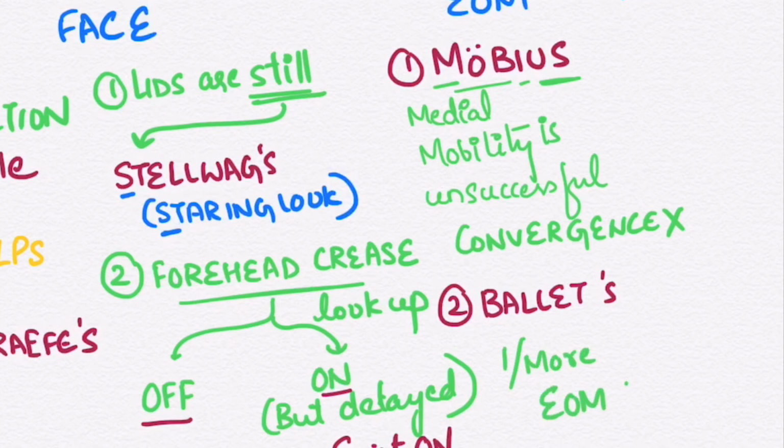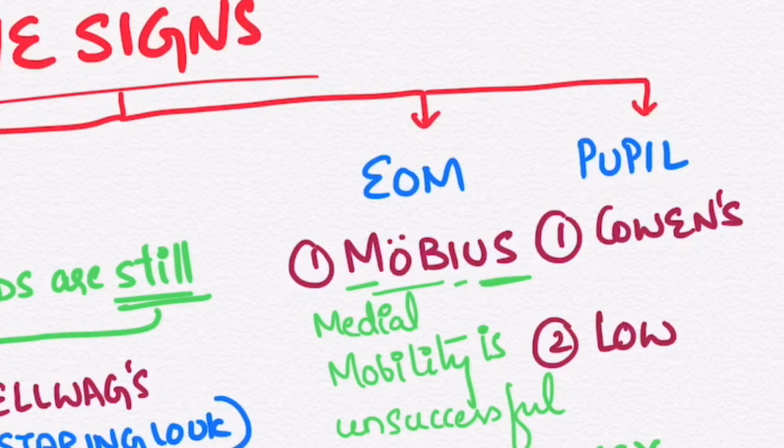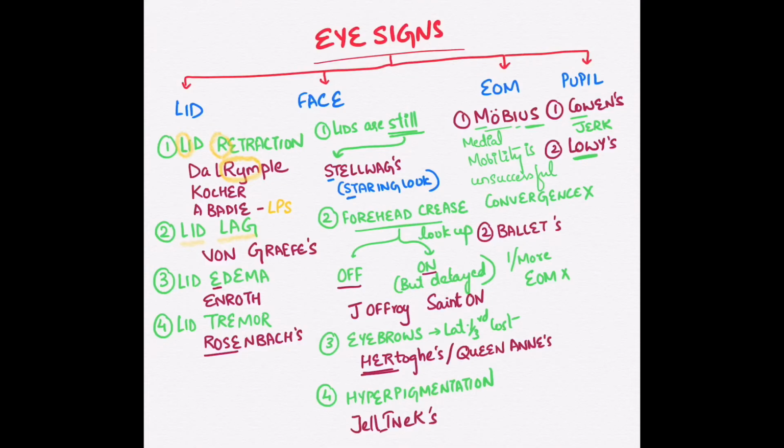Coming on to the pupil sign. The first one is Cowen's sign. Remember a cow that is a jerk or something? In this, there is jerky pupillary constriction to light. And the next one is Loeys sign. Remember the low in it? It means that there is mydriasis with instillation of a lower concentration of adrenaline.